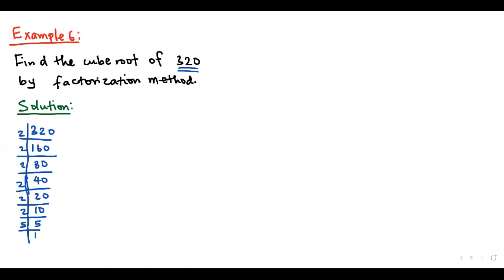So it means that 320 is equal to how many 2's? Let's see. 1, 2, 3, 4, 5, 6. Yes, so we have 2 times 2 times 2 times 2 times 2 times 2. Let's check. 1, 2, 3, 4, 5, and 6. Then times 5.